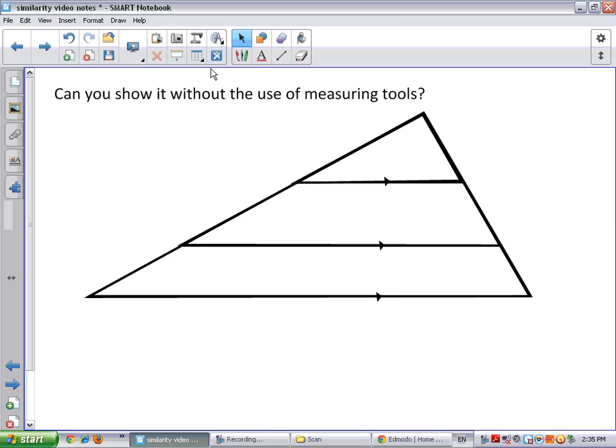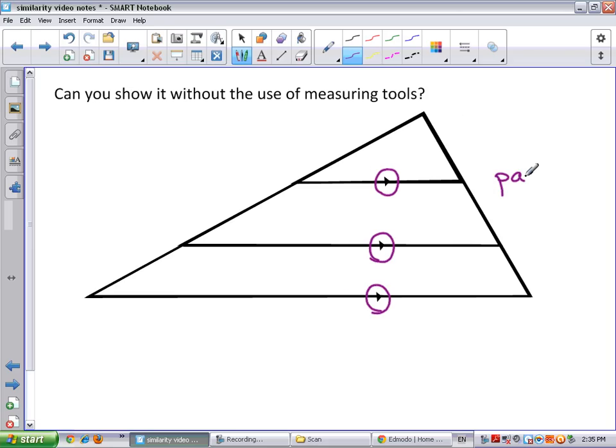And this is sort of the real end goal for this talk: can you show without the use of measuring tools that two triangles are similar? What sort of conditions do you need? So in order for us to show that, the really important piece of information that's given to you is this. And those mean that these segments are parallel.